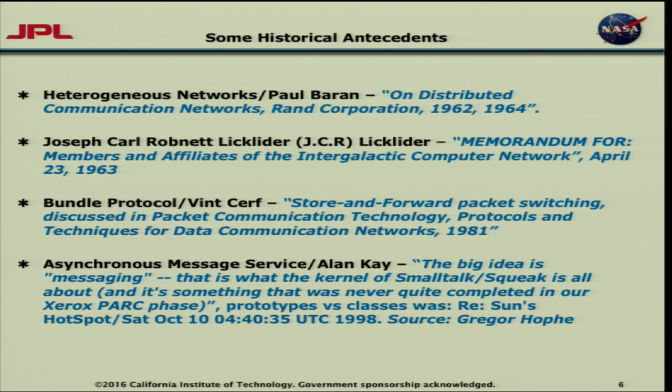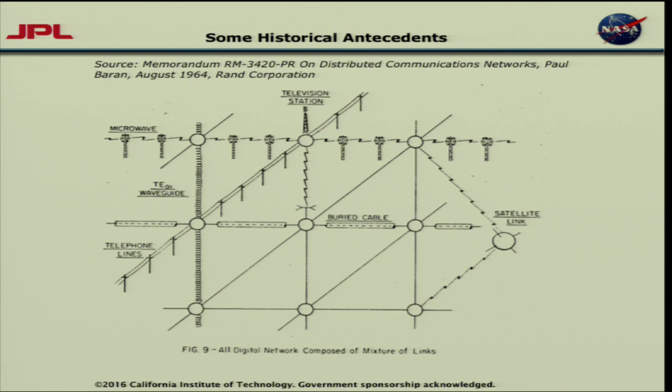So I found this really interesting, that the idea of objects or devices existing, a big part of it was just them being able to pass meaningful messages between one another. So a few pictures from some of those talks. This is the All Digital Network, Paul Baran's diagram. In the picture, you'll see a heterogeneous network of television stations that function as network devices, also buried cables, and also a satellite link, in 1962. I found it really interesting.